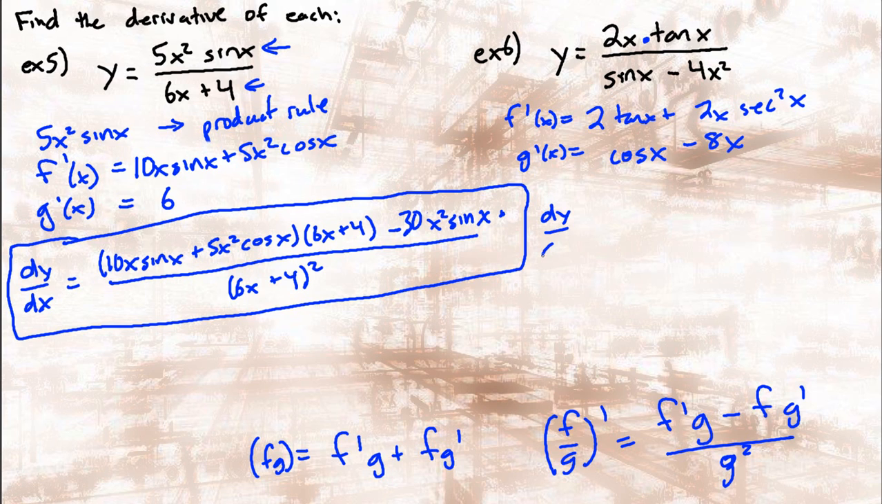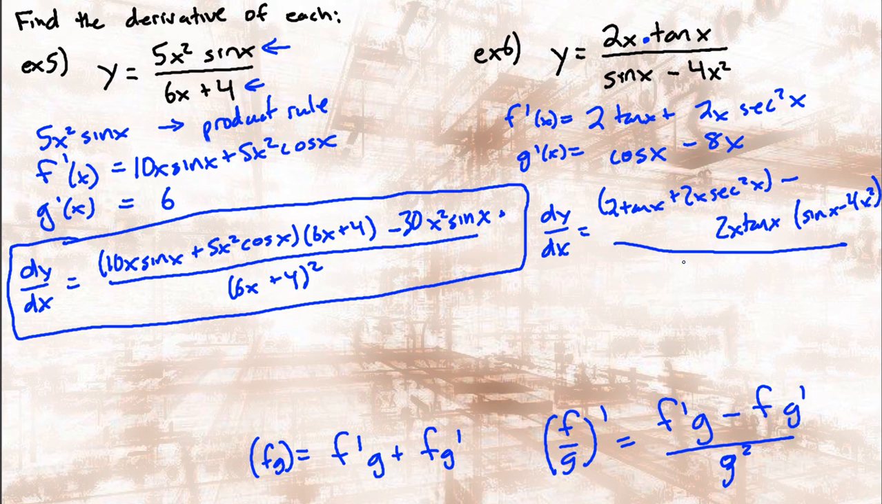So using the quotient rule now, it is going to be 2 tan x plus 2x secant squared x, minus my numerator, so this is going to be a little bit lengthy, 2x tan x, times the derivative of my denominator, sine x minus 4x squared, all over the denominator squared. And I'm not going to multiply out that denominator. That looks fine to me.